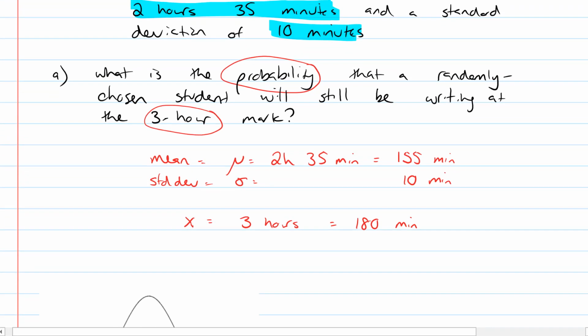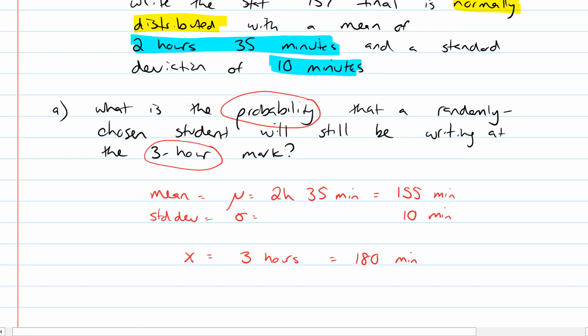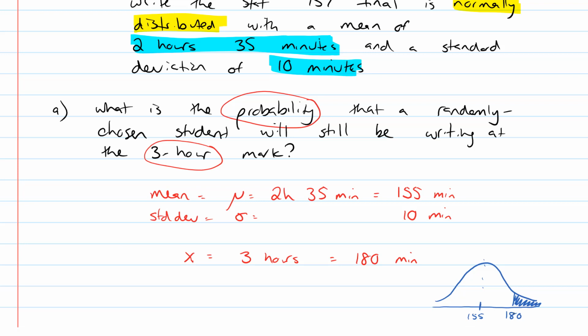So let's draw a little sketch just down over here. It's a little wonky, but here's 155 minutes, and we want to know what's the probability that it would take a student longer than 180 minutes, so it's going to be a little tiny quantity here. Notice that we're given the value x and we're asked to give the probability.